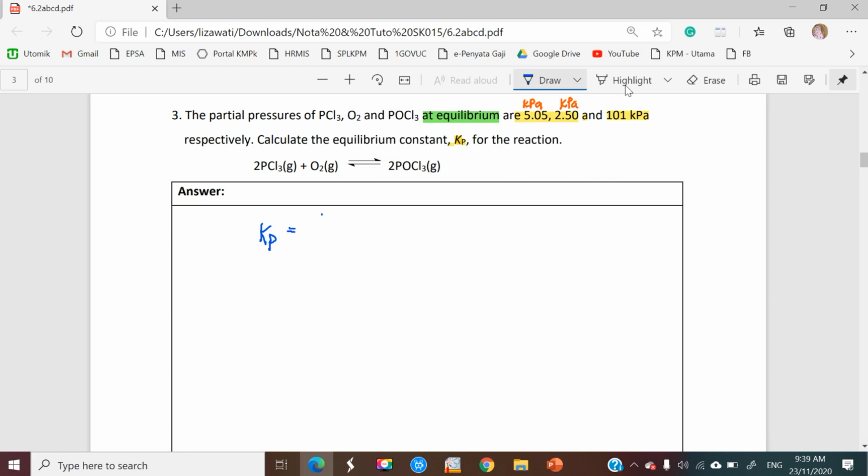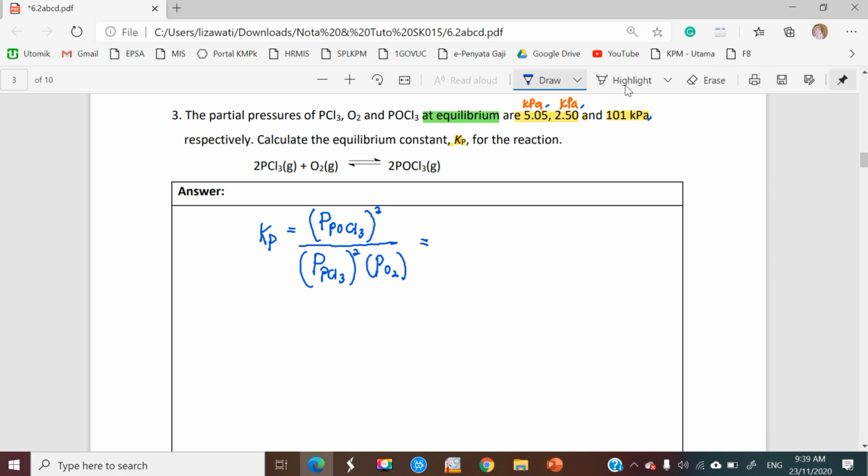Remember, partial pressure of the product divided by partial pressure of the reactant, and the coefficient becomes the power. Alright, next, what should we do? Since all the units here are in kPa, the same unit, we can directly substitute.